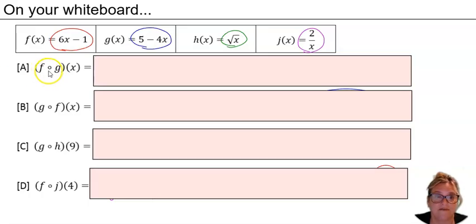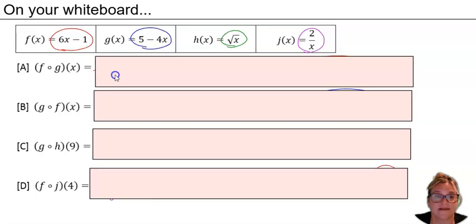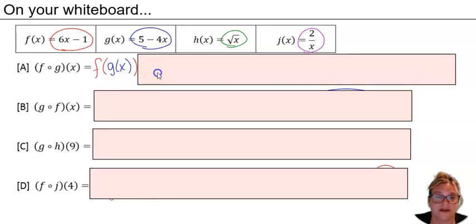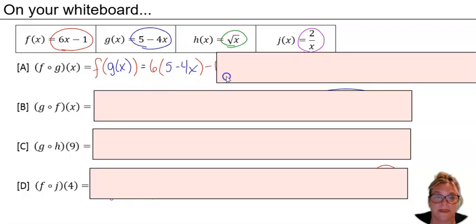So in A, we have f composed with g of x. That's f of g of x. So we're going to take the function g, 5 minus 4x, and put it in as the argument of the function f. Okay, the function f is 6x minus 1. So we're putting in that 5 minus 4x for the x in 6x minus 1.